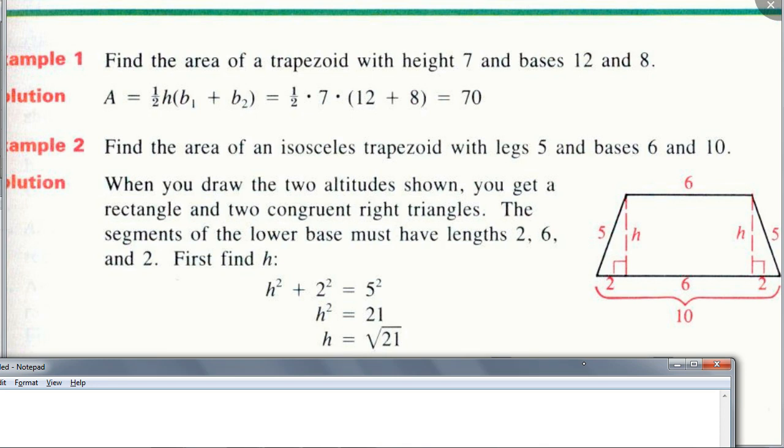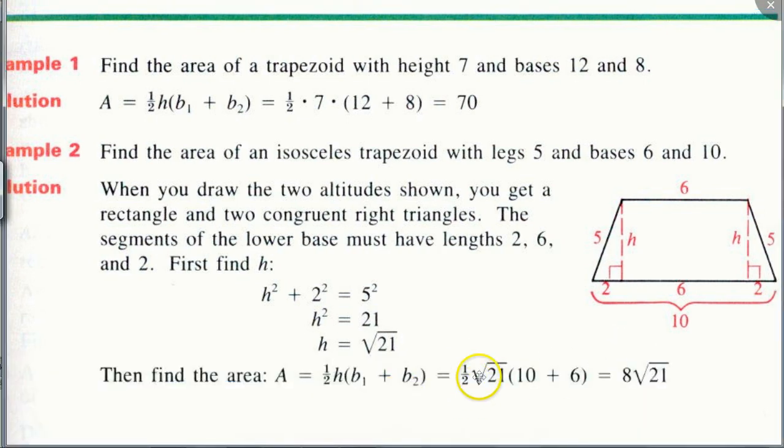So how many people got? You plug it in, half times the height, which is rad 21, in parentheses 10 plus 6. How many people got 8 rad 21 as the answer? Very good. Easy enough? Okay. Can you do something like this for your homework tonight? I hope so. Very good. Of course, they get interesting, right? All right, good.